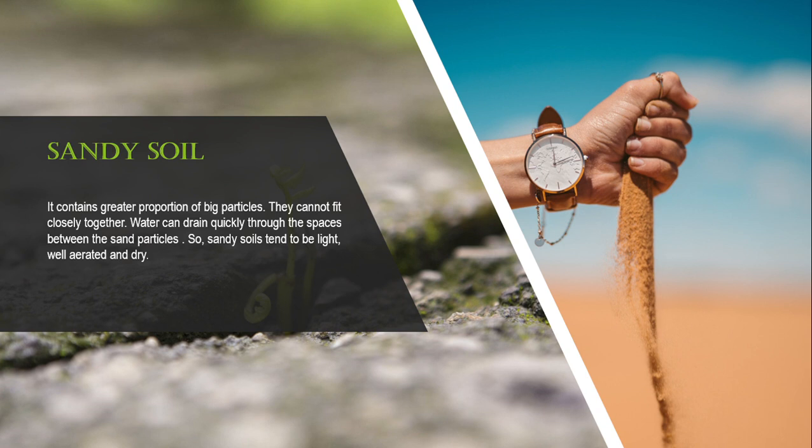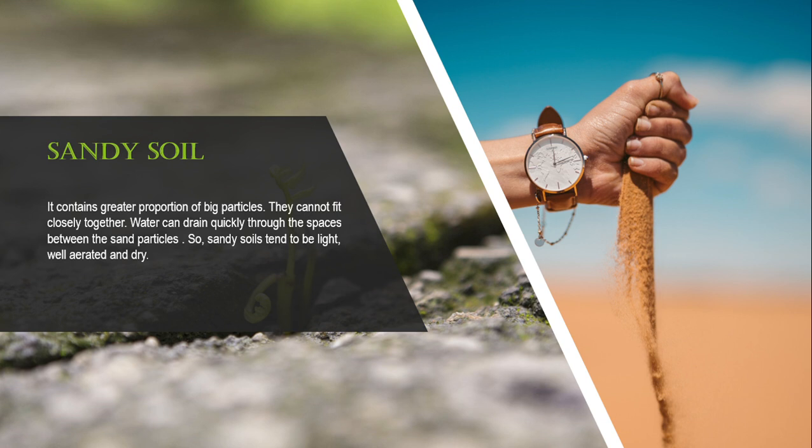Children, the first thing we are going to learn is sandy soil. Sandy soil contains a greater proportion of bigger particles. They cannot fit closely together. Water can drain quickly through the space between the sand particles. So in sandy soil, you cannot hold much water. Examples where you can find sandy soil are the Sahara Desert, Egypt and so on. You can also find some sand in beachside areas. Sandy soil tends to be light, well aerated and dry.